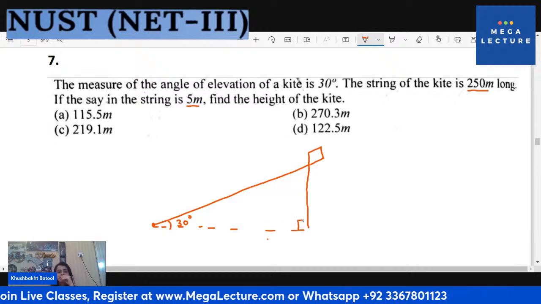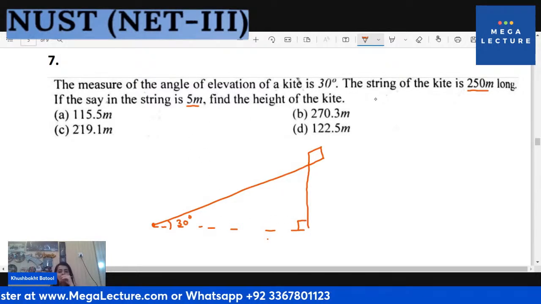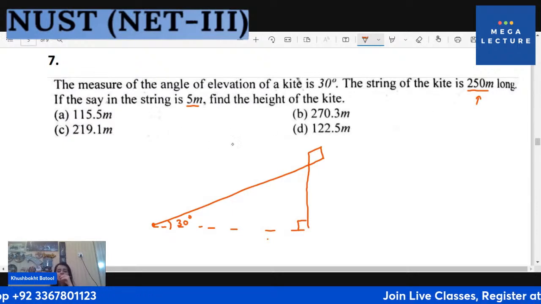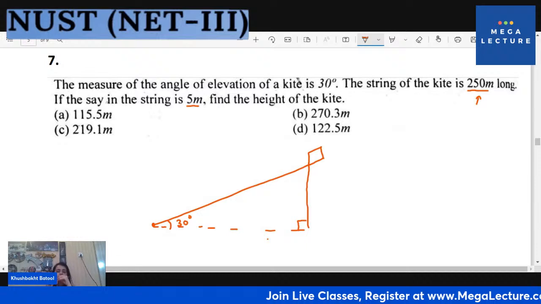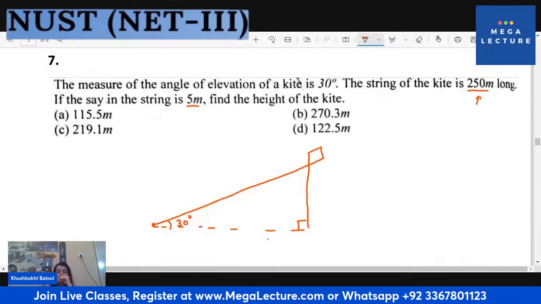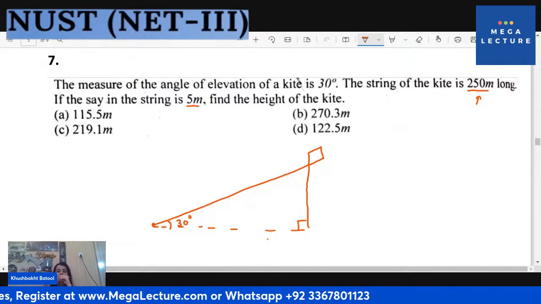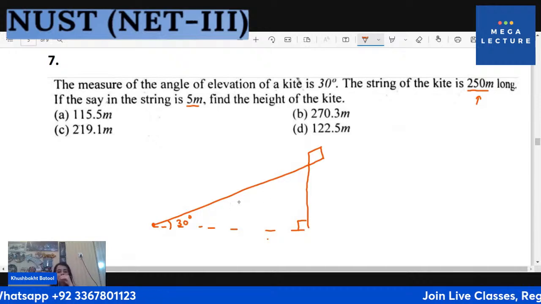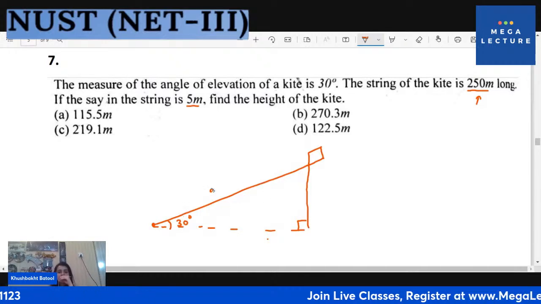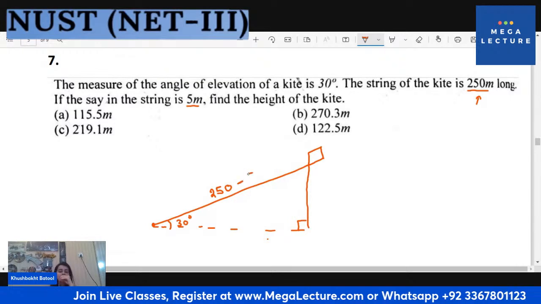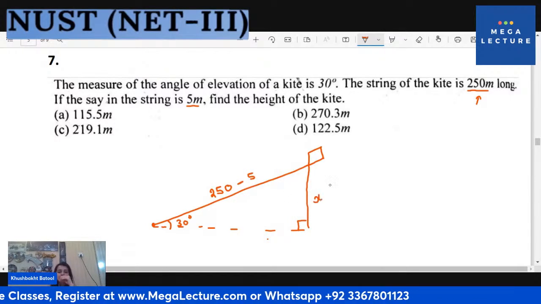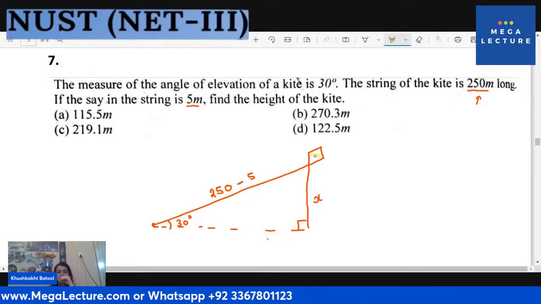This angle is going to be 90 degrees, and the string of the kite is 250 meters long, but they say sag in the string, that means in general the string is 250 meters long, but then some part of the string is used to connect it with the kite, and then some part is wrapped around the hand as well. So the length that is being shown here would not be 250, it would be 250 minus 5, and you need to find this x. So I am going to explain this again, don't worry.